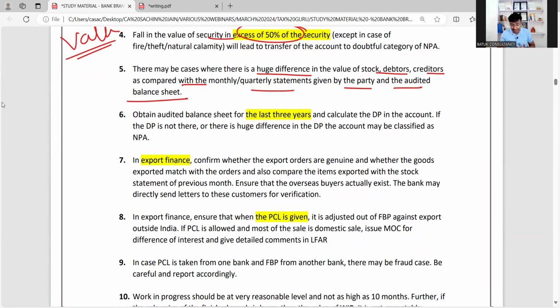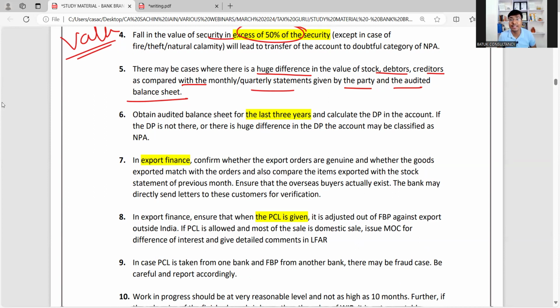When we go for the audit of financial year 23-24, in that situation, suppose we are checking the files of certain borrowers on account of the CC account, there is a requirement of submission of the financial statement for financial year 22-23. When we check that financial statement for 22-23, we check the amount of debtors, creditors and stock, and we compare the same with the stock statement submitted to the bank.